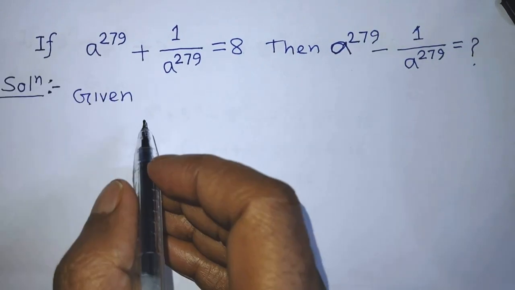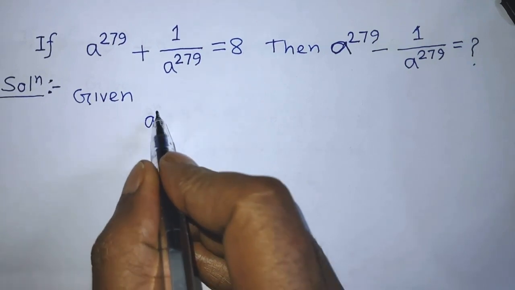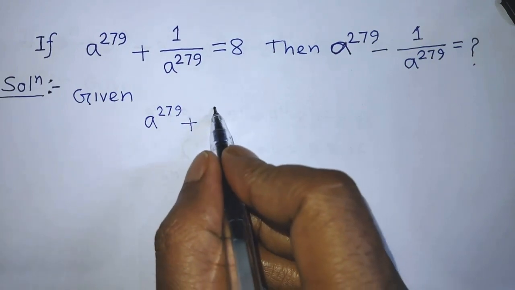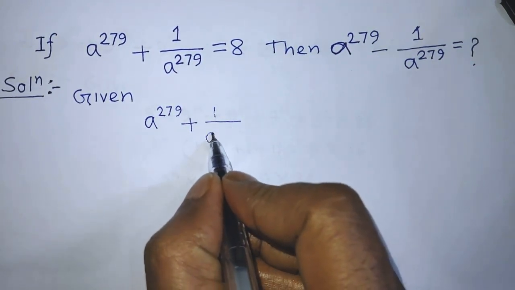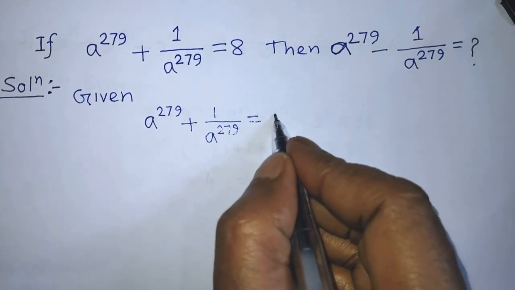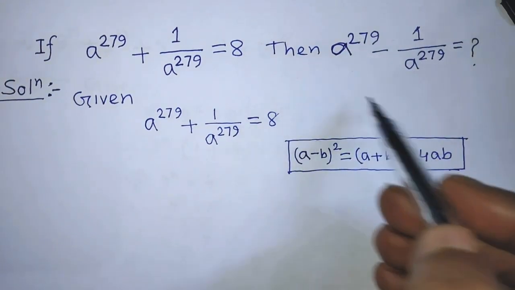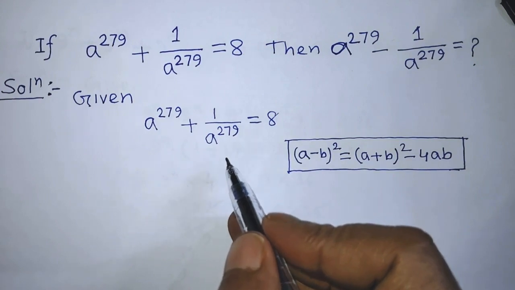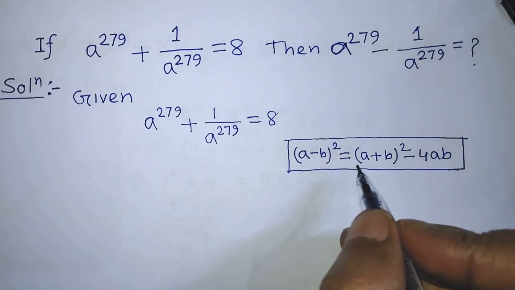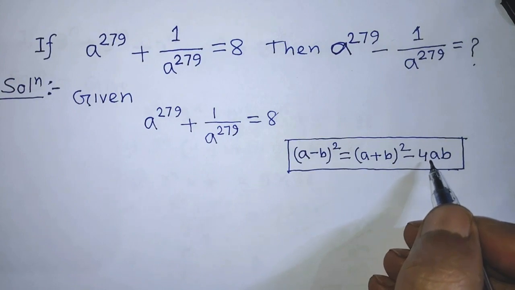So student, our given equation is a to the power 279 plus 1 over a to the power 279 is equal to 8. To find the value of this algebraic expression from this equation, we have to apply the formula: a minus b whole to the power 2 is equal to a plus b whole to the power 2 minus 4ab.